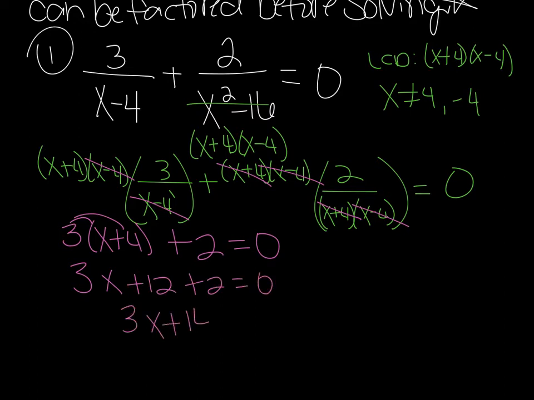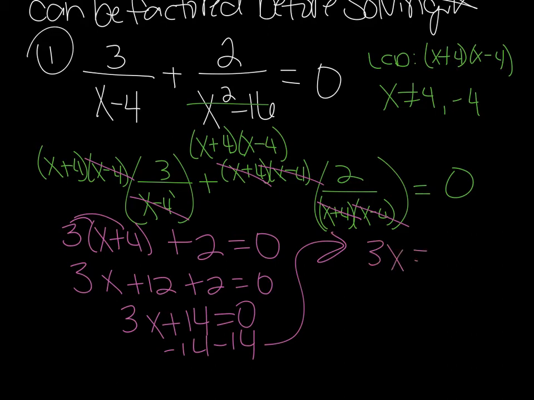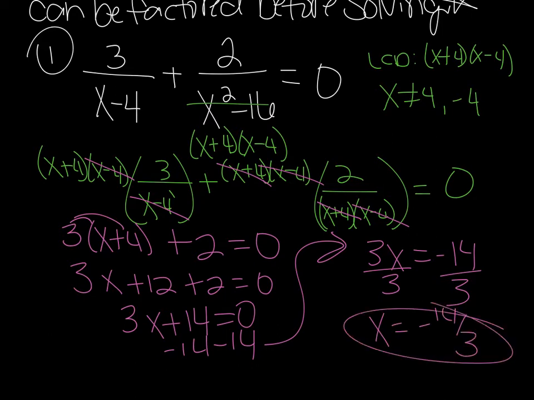3x plus 14 equals 0. Subtract 14 from both sides. 3x equals negative 14. And then finally divide both sides by 3. You should get negative 14 thirds. And double check, my restriction said x could not be 4 or negative 4. Negative 14 thirds is neither of those, so this would be an acceptable answer.